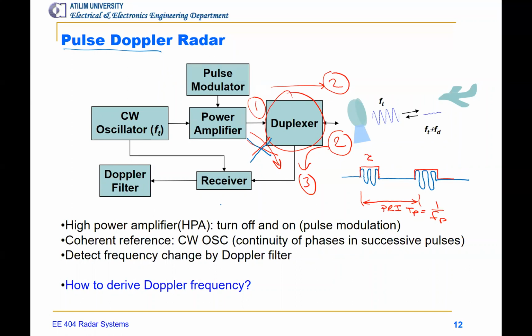And when we look at the receiver, as we may expect, there should be something at the receiver which extracts the Doppler shift, okay? Now, in pulse Doppler radar, we may use a Doppler filter bank at the output of the mixer and low pass filter again, and we can estimate precisely the Doppler shift.